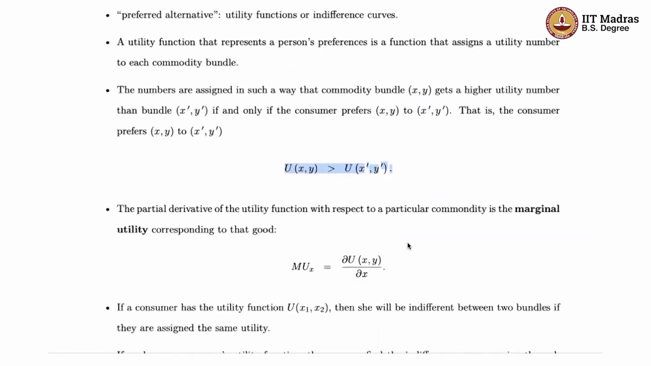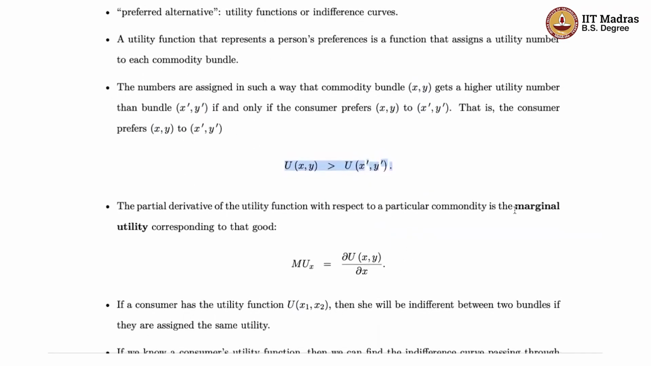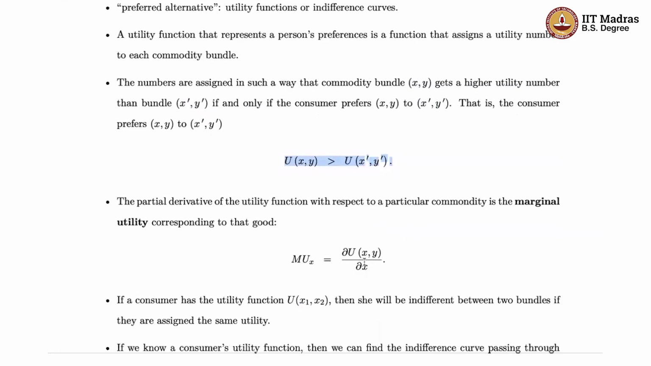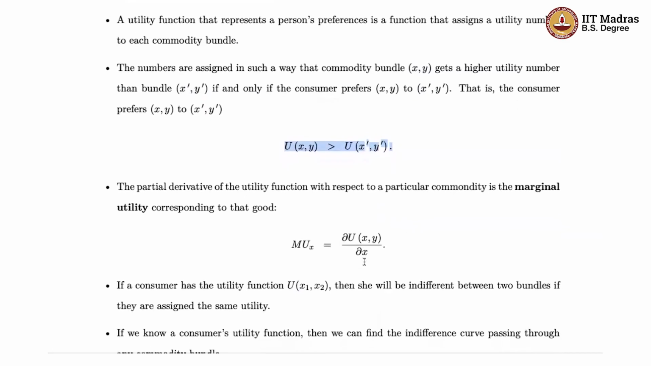Another term you might often hear is marginal utility. What does marginal utility refer to? It's nothing but the partial derivative of the utility function with respect to a particular commodity. If I have utility as a function of X, Y, then the marginal utility with respect to X would be the partial derivative of this with respect to the first argument that you see here.